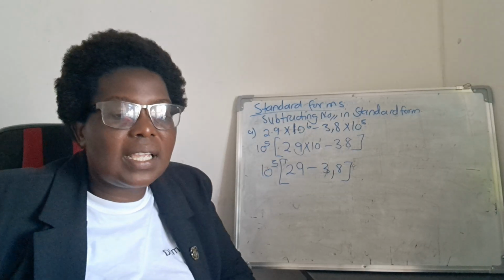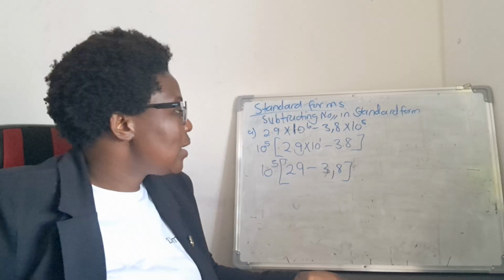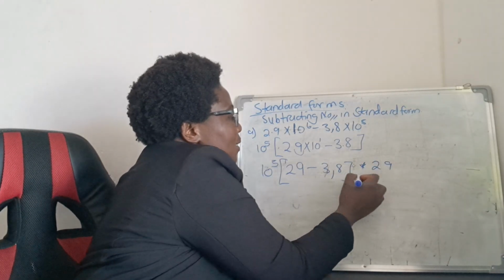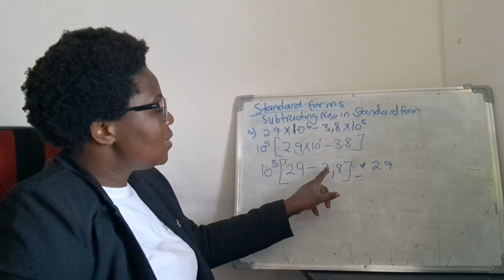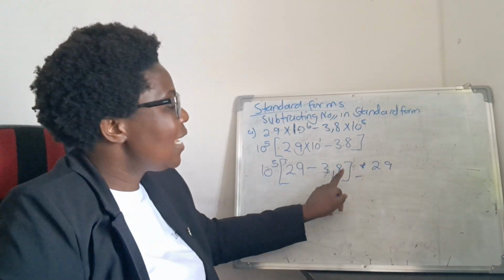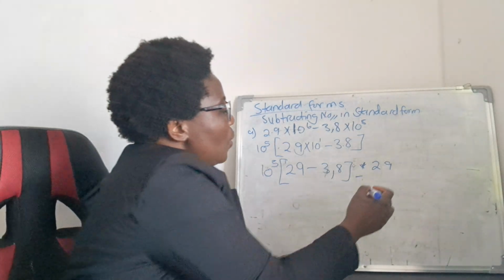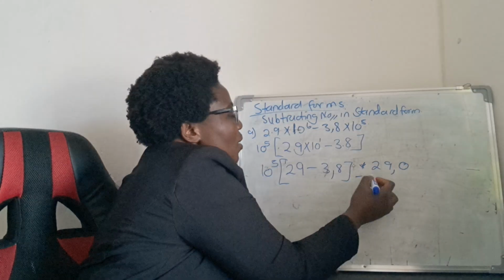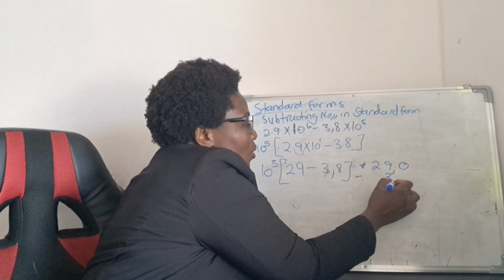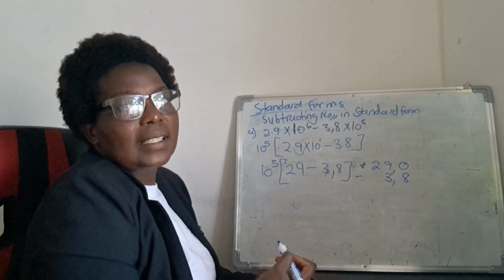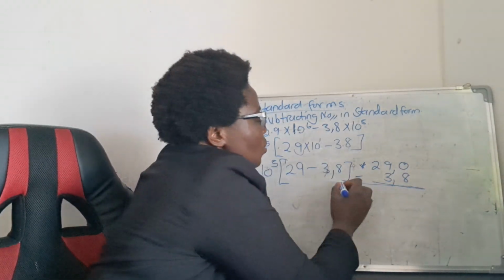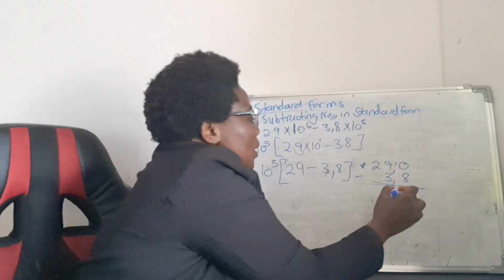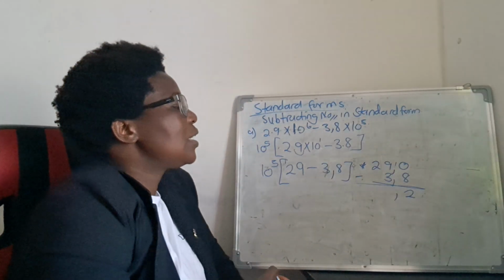29 minus 3.8 should give us 25.2. Or else let me just do it here. 29 minus 3.8. Remember, this is your units, and this is a tenth. So therefore, it's the same as 29.0 minus 3.8, like that. So we minus these two. It's going to be 10 minus 8. That gives us 2. Then please do not forget your comma.